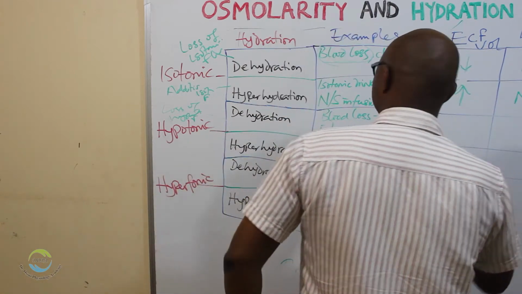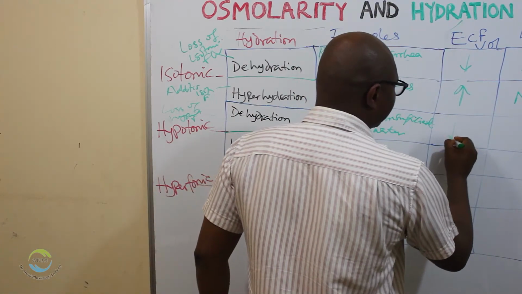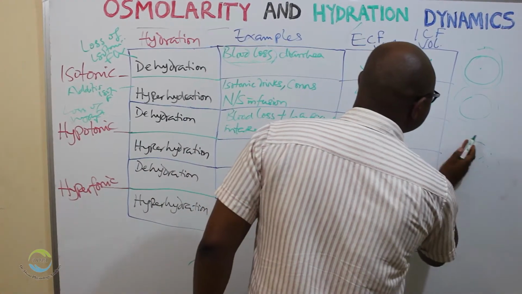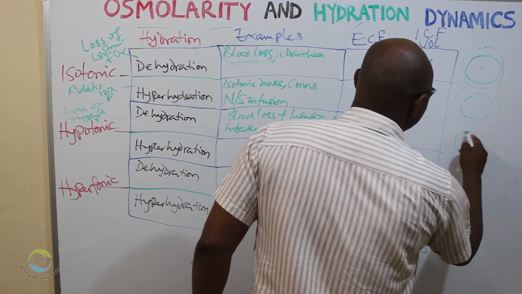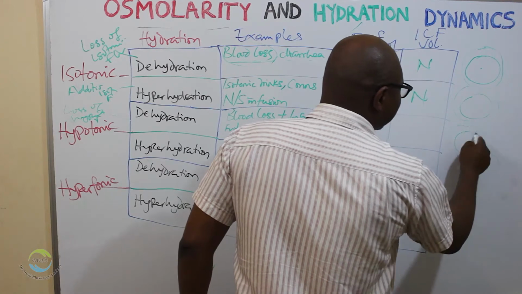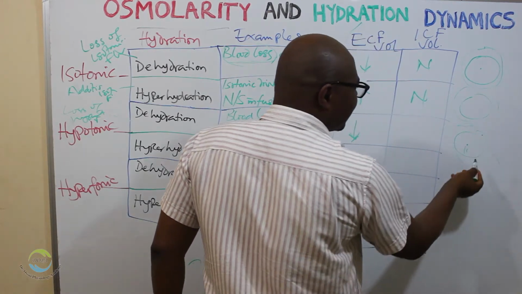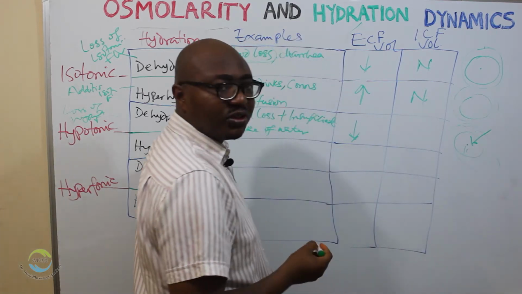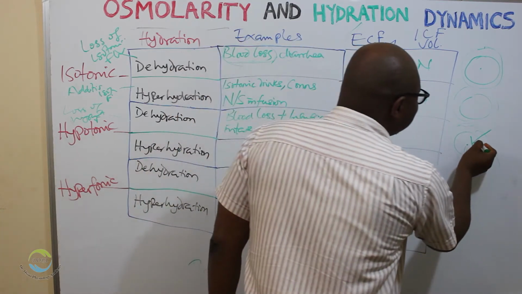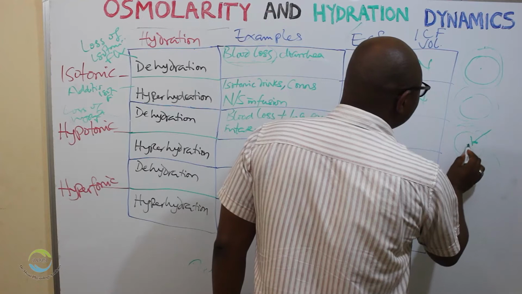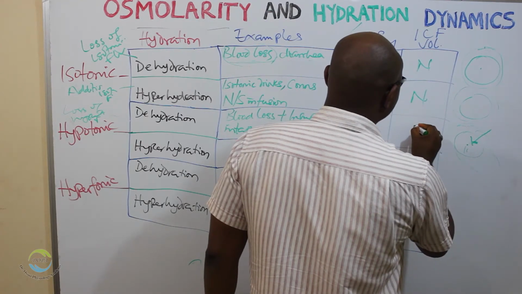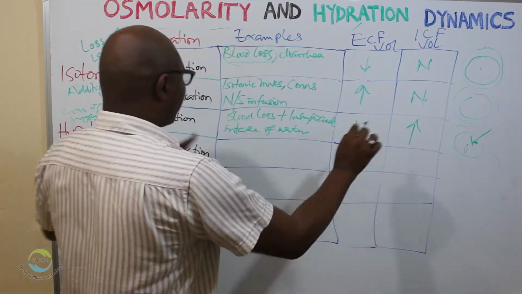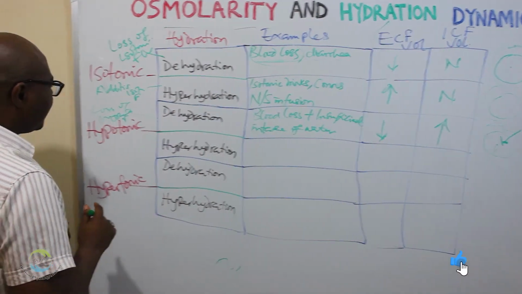So because it is dehydration, ECF goes down. Then it is hypotonic. I mean, the surrounding is less than this. That means this is the direction of fluid shift. So ICF volume will increase. Okay? So that's what happens in that regard.